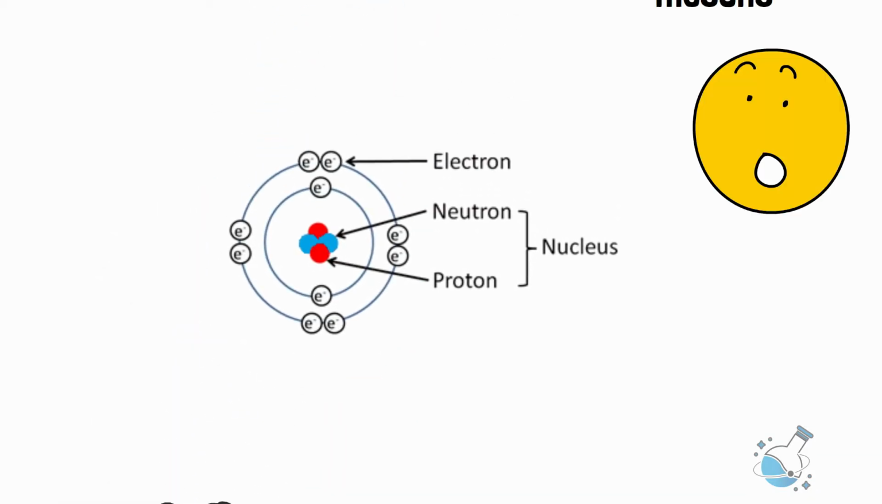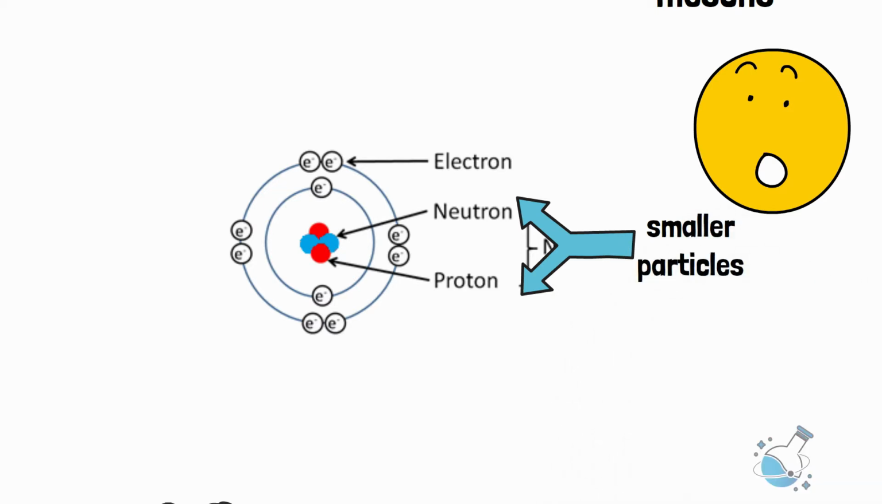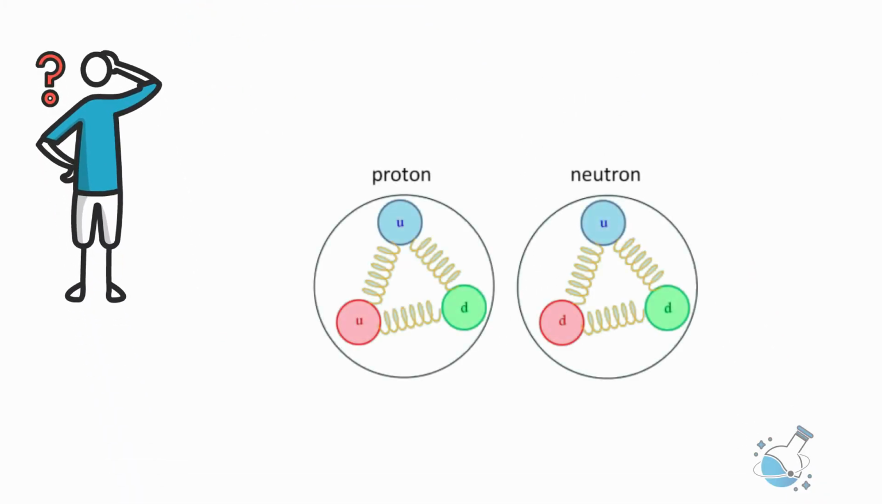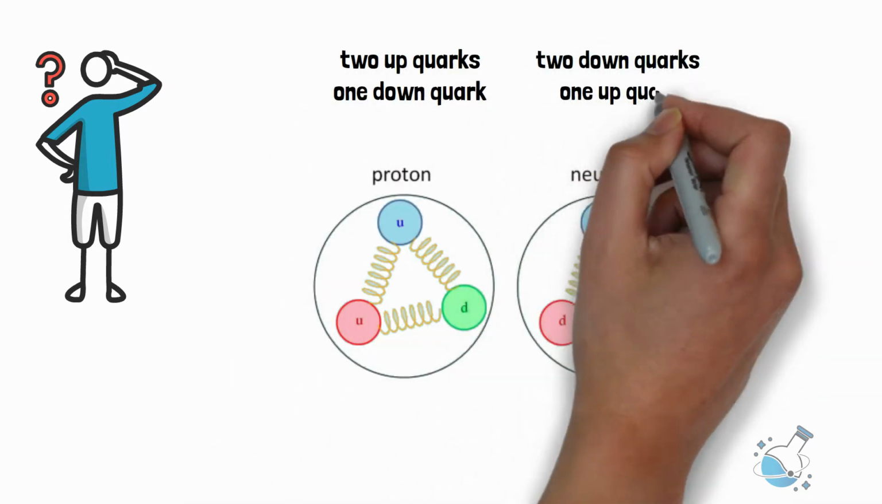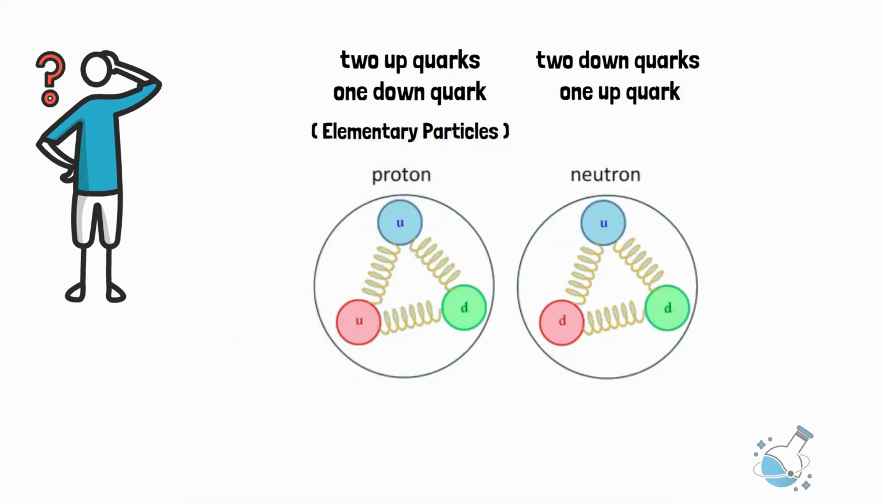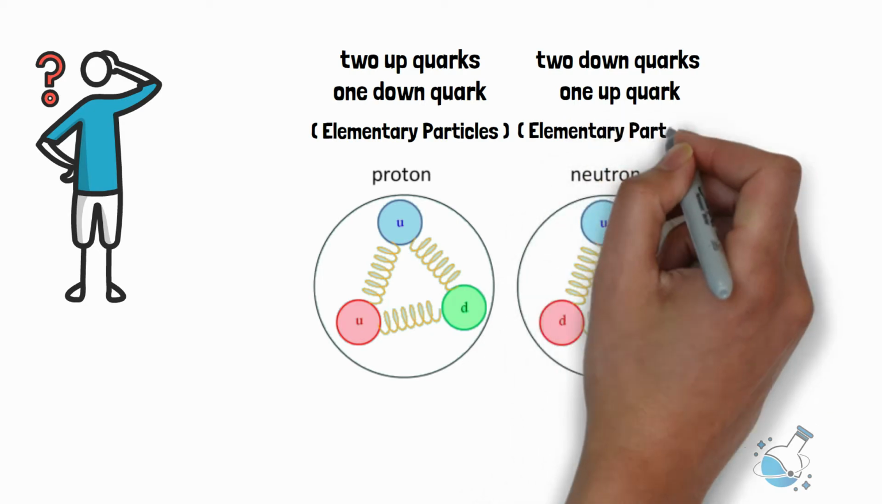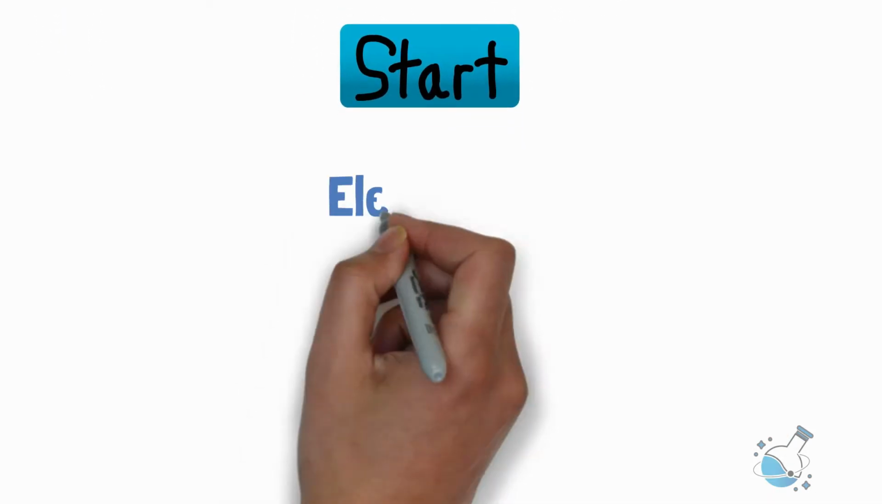Hold tight, because there is an even bigger surprise. Even the particles proton and neutron can be divided into smaller particles. A proton is made up of 2 up quarks and 1 down quark, while a neutron contains 2 down quarks and 1 up quark. The quarks themselves are elementary particles, and so is an electron. Without further ado, let's begin.